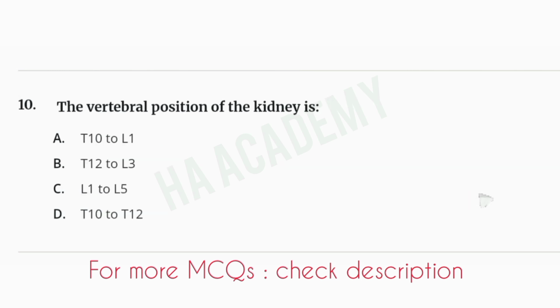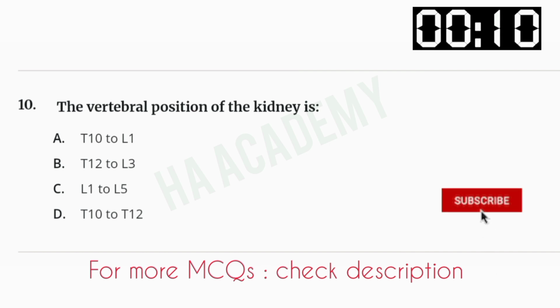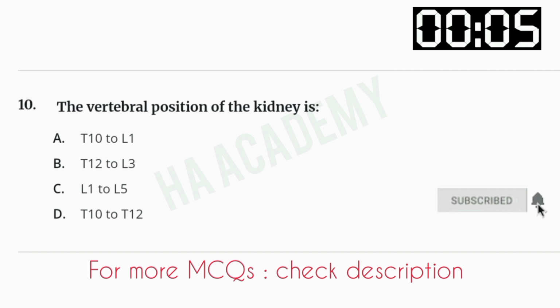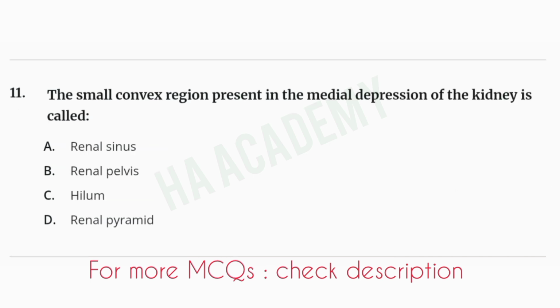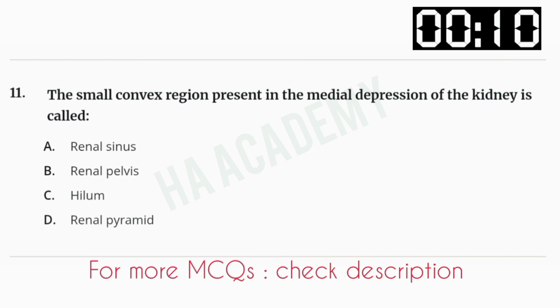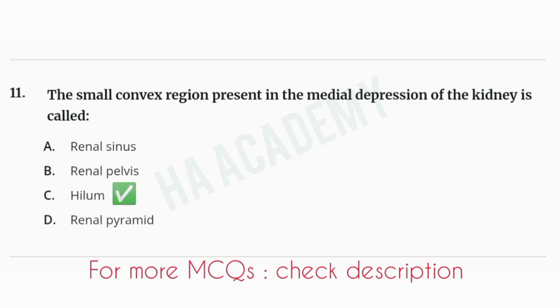The vertebral position of the kidney is... The correct answer is T12 to L3. The small convex region present in the medial depression of the kidney is called... The correct answer is hilum.